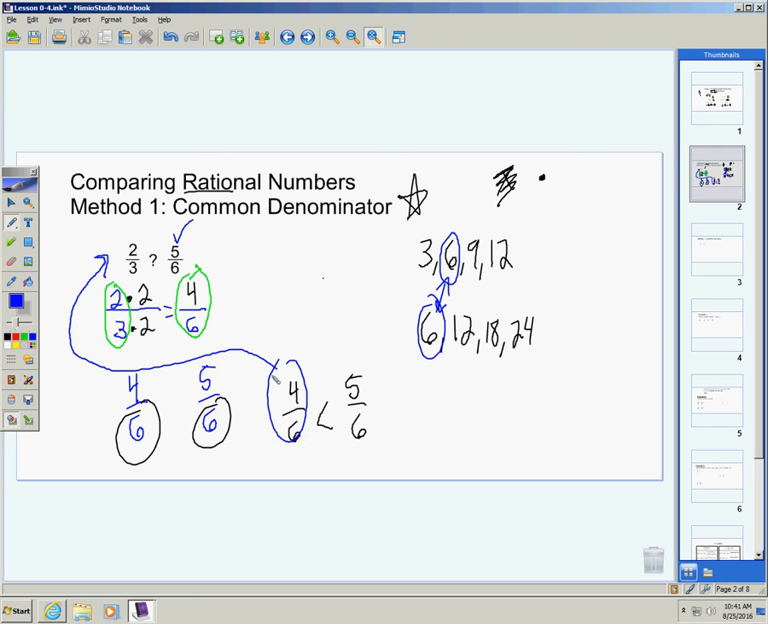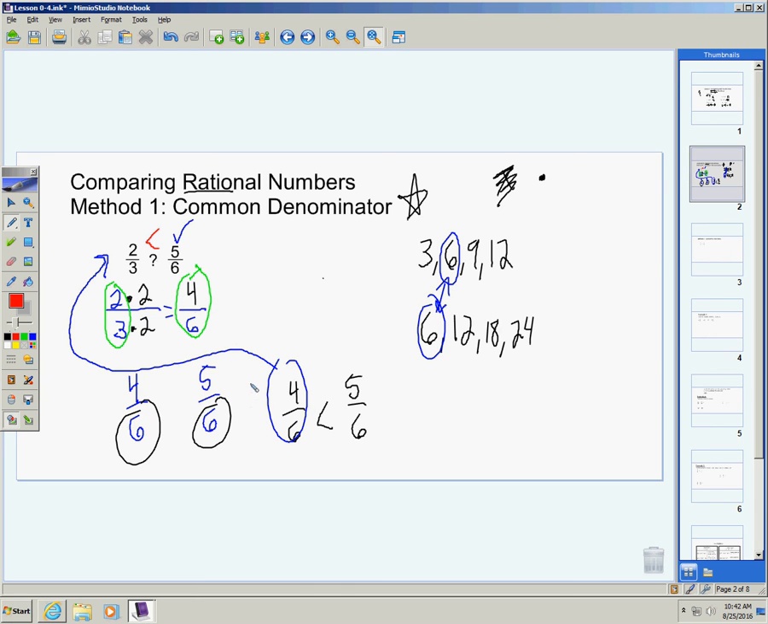And this looks like a lot of work, but hopefully you can find a common denominator in your head most times. I'd even be okay if you converted it in your head, but I would like you to show your work for now. And then you just compare the fractions. So 2/3 is less than 5/6. How did we figure that out? We found a common denominator and we compared those two fractions.